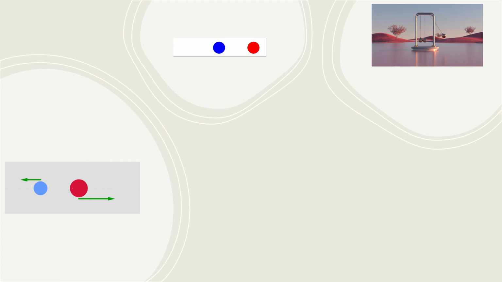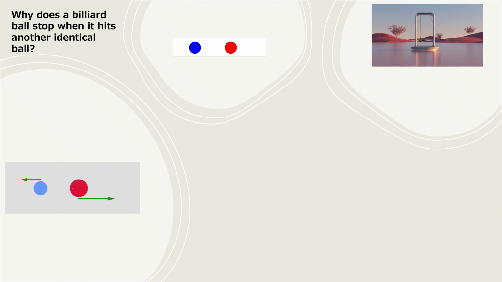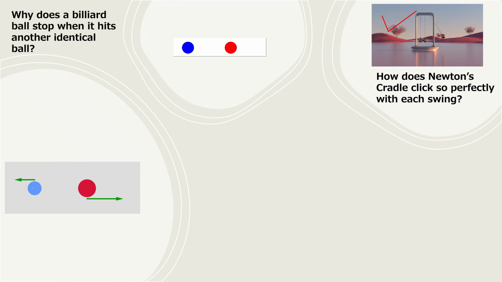Have you ever watched a game of billiards and wondered why one ball stops the instant it hits another? Or maybe you have seen Newton's Cradle, where one ball swings, clicks, and another moves instantly, almost like magic. What's really happening here?